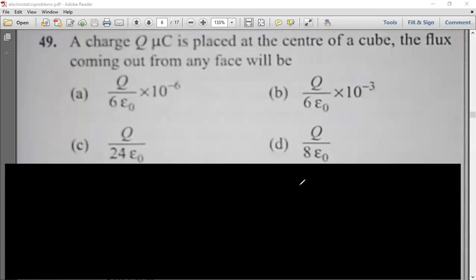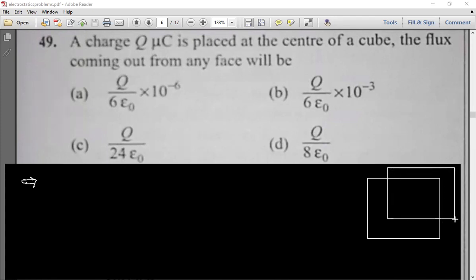a charge q microcoulomb is placed at the center of a cube. The flux coming out from any face will be. So any one face is how much? That is what the question is. The note point I have given in the notebook also. This is a cube, right? You can see here. This is a cube.